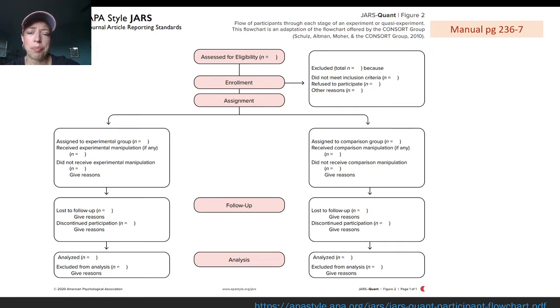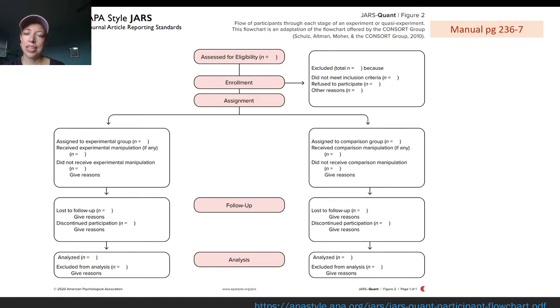This one's kind of blank. There are no actual numbers in there. So this is an example, but if we go from the top to the bottom, we have how many people do we want to enroll? And then how many were assigned? And here it has two columns, so we have the treatment and control group. How many were assigned to be there? How many actually did receive the manipulation? And then on the next stage down, follow-up. How many were still around at follow-up? Do we lose some to attrition?